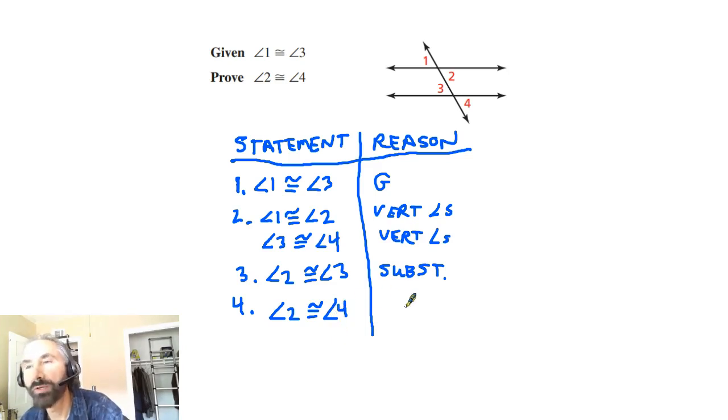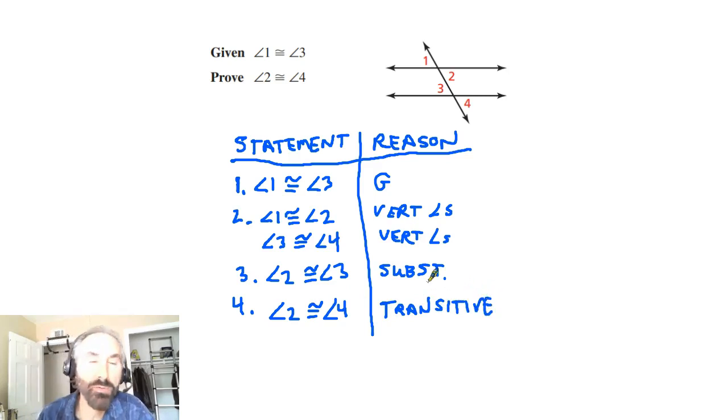Now again, one could say that this is substitution, but it kind of looks to me a little bit more like transitive property. I'm saying that angle 2 is congruent to this, and that this is congruent to that, and finally deducing, that deductive reasoning. I am deducing that angle 2 is then congruent to 4. I'm going to give this a transitive. It really feels a lot more like transitive than substitution. And there you go. So quick little 2-column proof, and we'll do as many of these as we can.